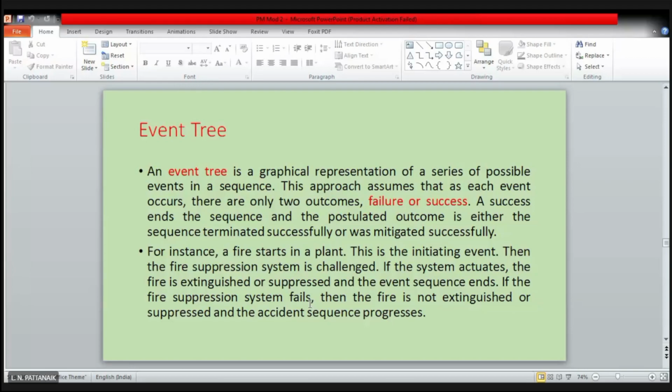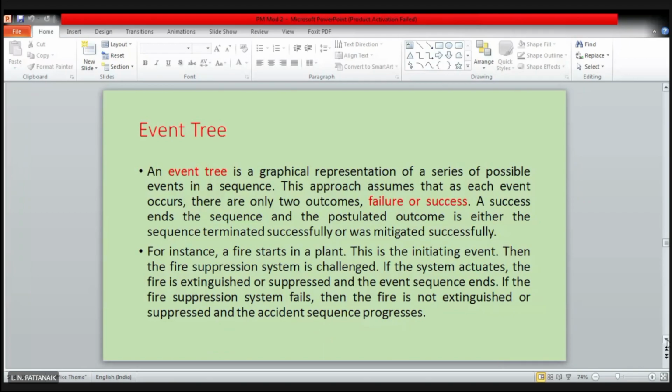If the fire suppression system fails, then the fire is not extinguished or suppressed and the accident sequence progresses. Then something next will happen. Maybe you have some other system which will detect it, then maybe an alarm, or maybe the security person will get to know about the accident and will inform. Whatever the next sequence is, you plan accordingly: if this happens, then what is the probability of my corrective actions and what is their impact. That also you can see.